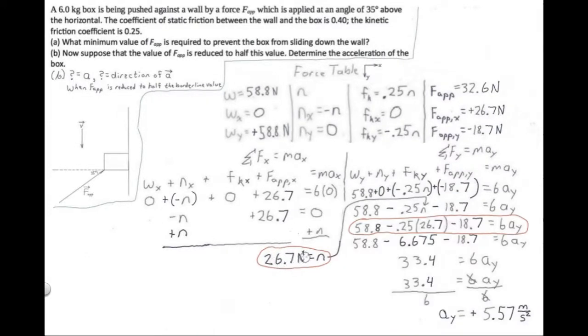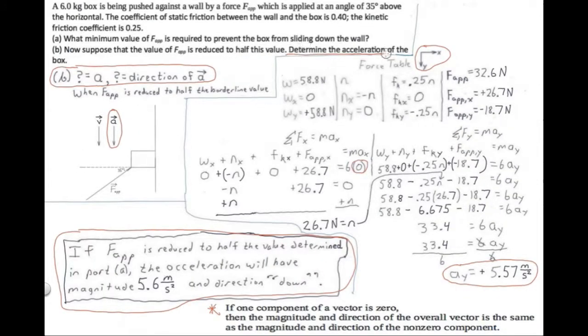Now, we substitute our result for n into the Newton's second law y equation. The y equation now has only one unknown, a sub y, so now we're ready to solve the y equation for a sub y. Our result is that a sub y equals positive 5.57 meters per second squared. In the previous videos in this series, we usually began by solving the Newton's second law y equation for n, and then substituted our result for n into the Newton's second law X equation. This is the first video in this series in which we had to begin by solving the Newton's second law X equation for n, and then substitute our result for n into the y equation.